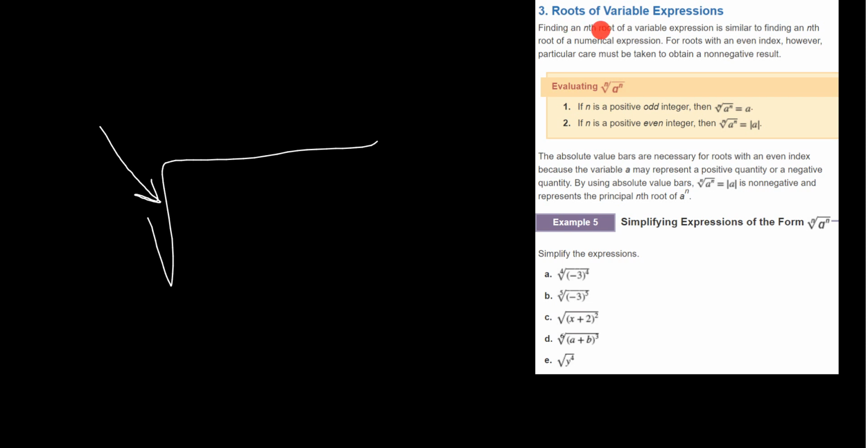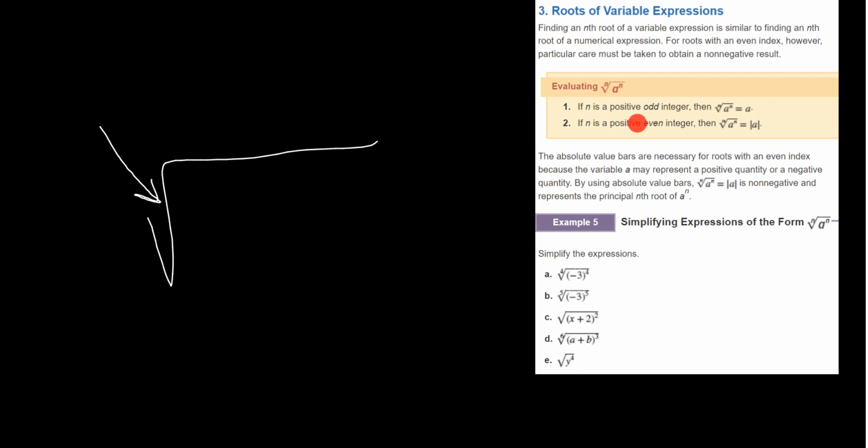So, finding an nth root of a variable expression is similar to finding an nth root of a numerical expression. For roots with an even index, however, particular care must be taken to obtain a non-negative result. So, evaluating the nth root of some a raised to the nth power. If n is a positive odd integer, right? So basically, if my index is odd, as well as my exponent inside, then my solution is just the base, which is a here.